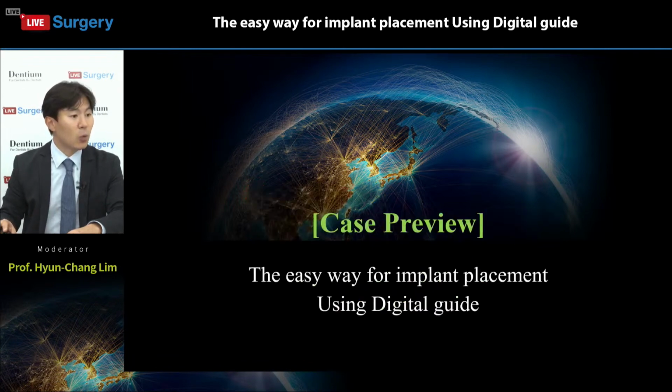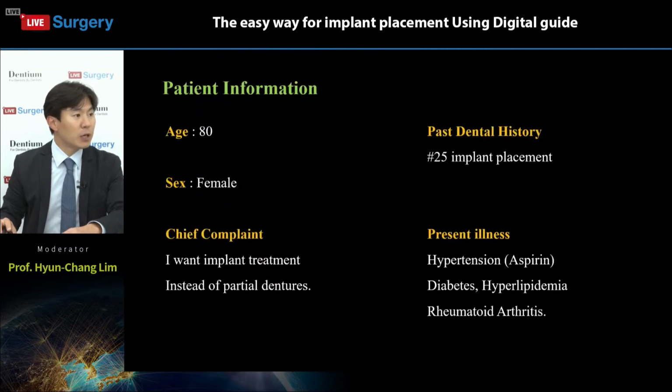Today's topic is the easy way for implant placement using digital guide. Today's patient is an 80-year-old female, and she has been using a removable partial denture for a long time. At some time point she became a bit tired of using the partial denture, so now she wants to have fixed implant restoration. Her present illnesses are hypertension, diabetes, hyperlipidemia, and rheumatoid arthritis. It's a very classic old patient with many systemic diseases.